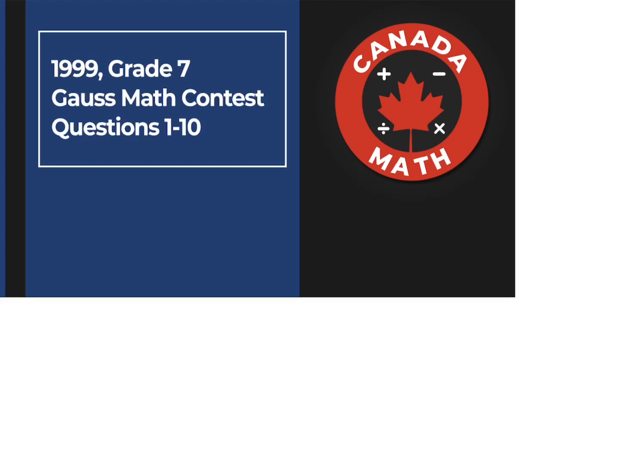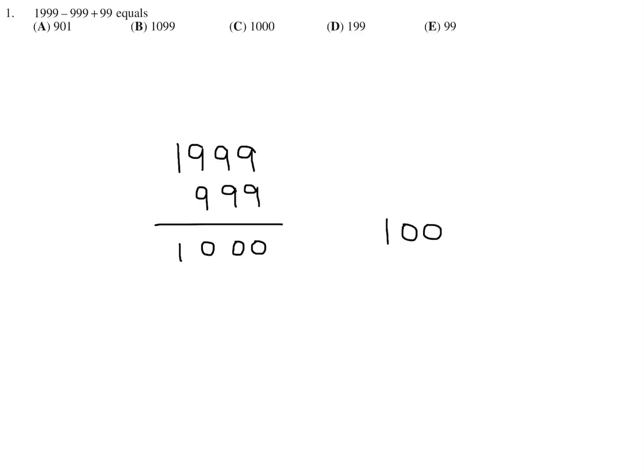Questions 1 through 10 of the 1999 Grade 7 Gauss Math Contest is what I will cover in this video. 1999 minus 999 plus 99 equals, well, the first one, 1999 minus 999, is just going to be 1,000. And then from that, you are going to add 99. So this will just be 1099, and therefore the answer is B.